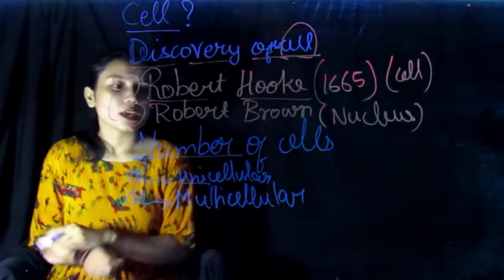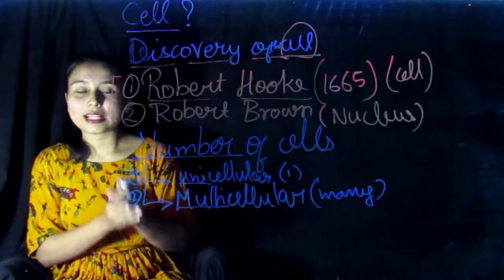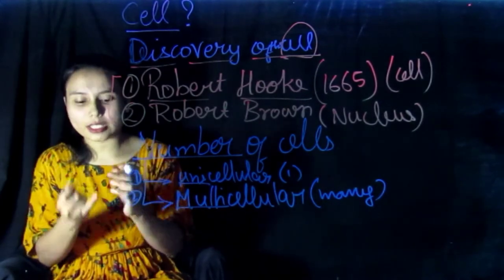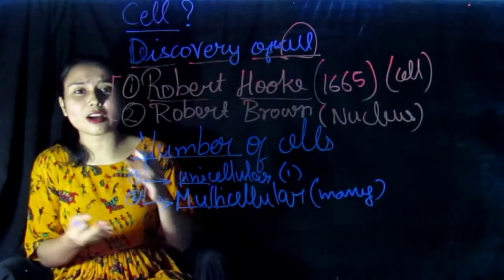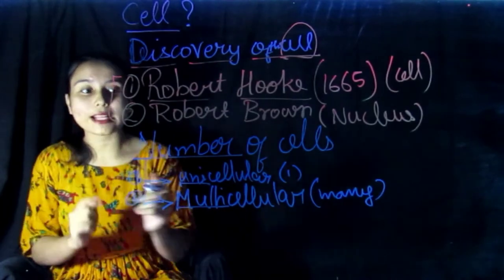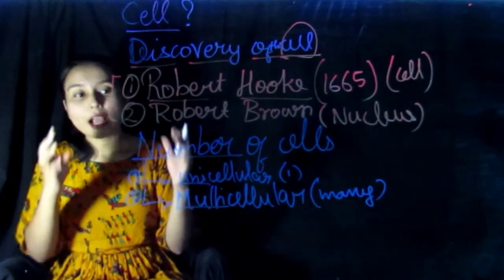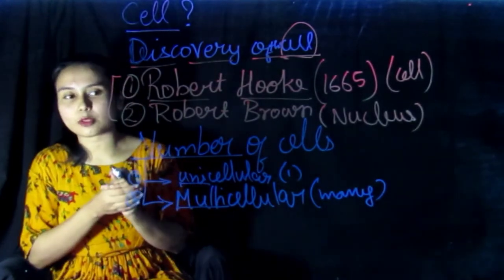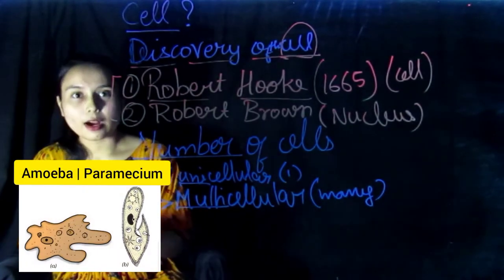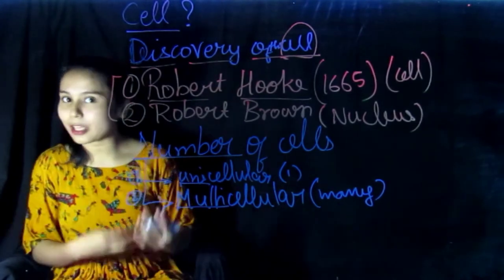What does uni mean? Uni is nothing but one. Unicellular is where all the functions, like digestion, assimilation, respiration, happen in only one cell. Whereas in multicellular, for every particular function, there are many cells occupied in the organism. For unicellular, for example, we can see in this picture, amoeba. Amoeba is a unicellular organism. For multicellular, an example is we human beings.